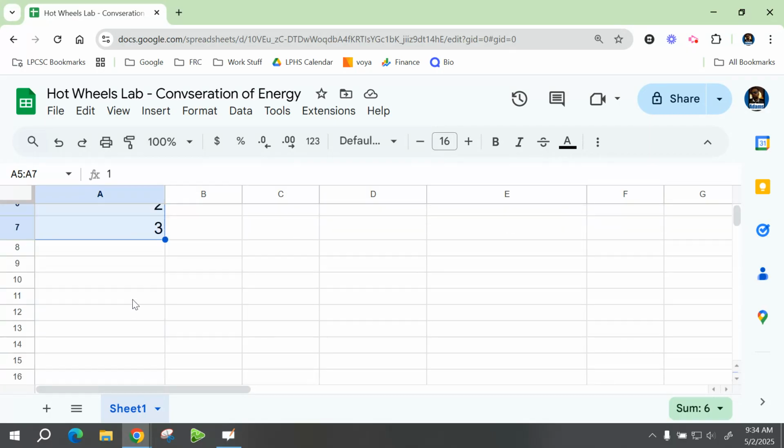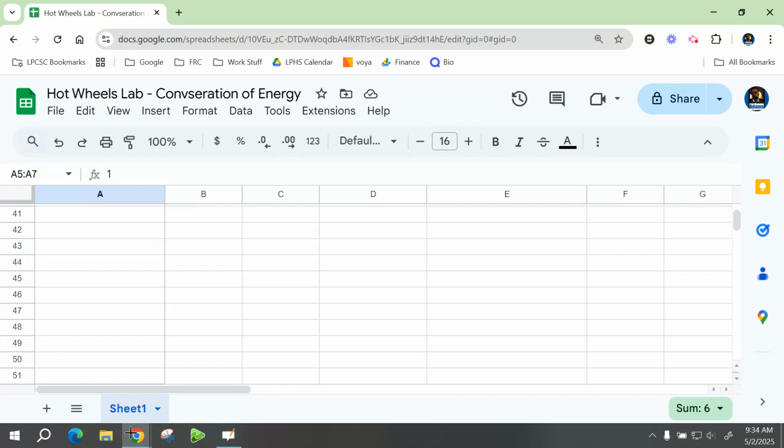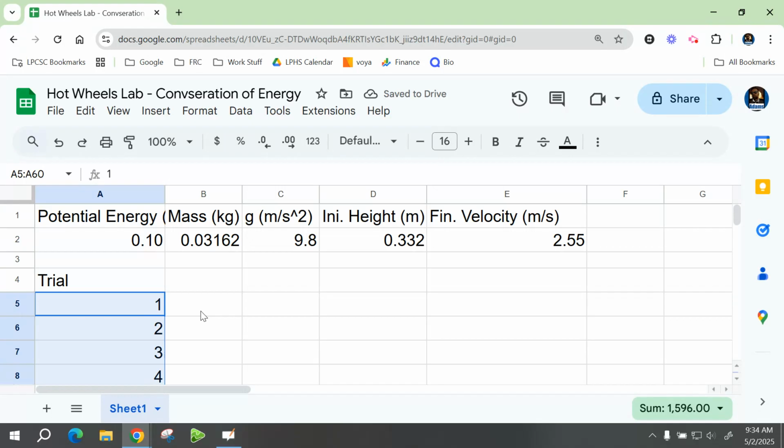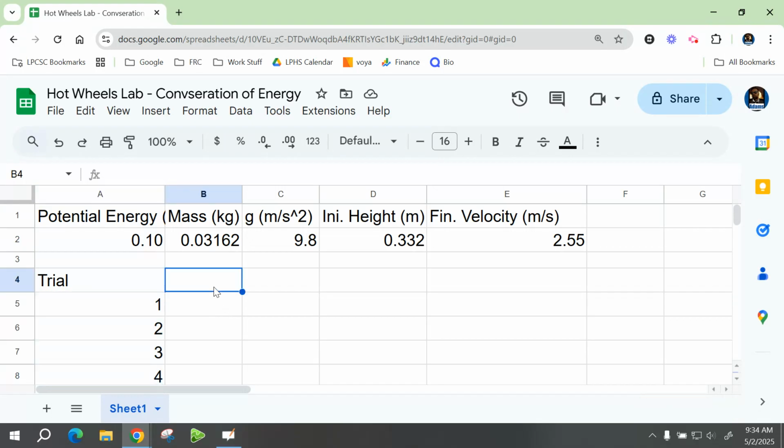All right, now if I wanted to do a bunch of trials, what I want to do is I want to highlight 1, 2, 3, grab the blue dot, and then just go way down here. Like that. And then what we're gonna do is we're gonna put down just put EMP for empirical, and then velocity. Okay. So what you're gonna do is turn on your LabQuest real quick.